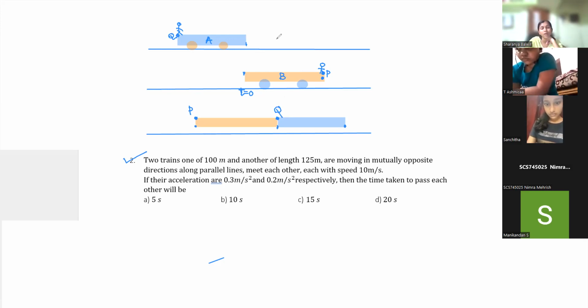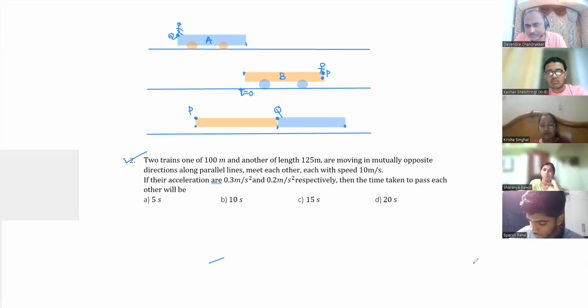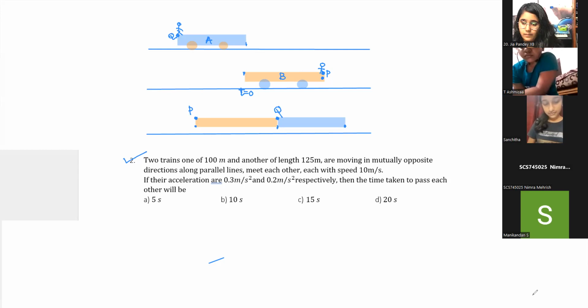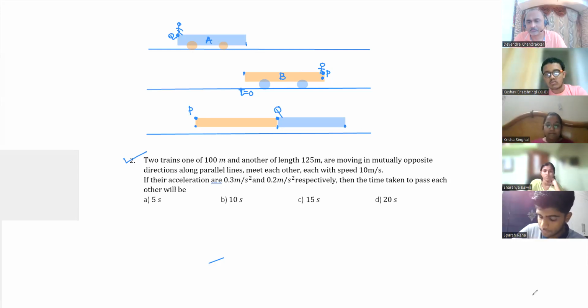Now, how will you approach it? Sharanya, any idea how will you approach it? What will be the first step? Gathering the data would be the first step. So let's write all the data with respect to ground. Okay. Sanchita, Ashmika, Nimra, Mehrish, Manikandan, and who else is there? Sparsh. Chalo. Jia, theek hai beta?